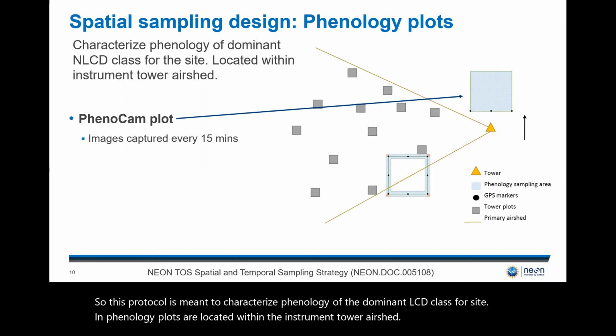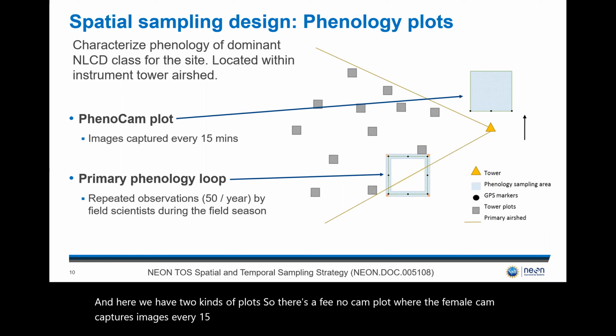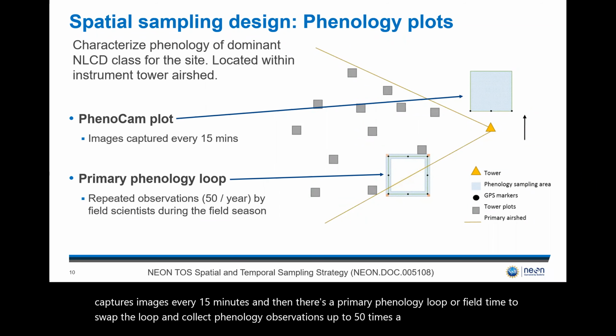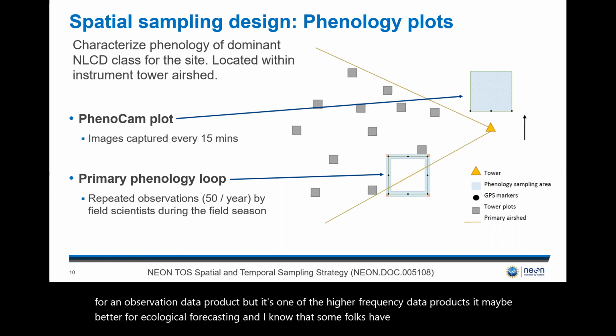And here we have two kinds of plots. So there's a phenocam plot where the phenocam captures images every 15 minutes. And then there's a primary phenology loop where field scientists walk the loop and collect phenology observations up to 50 times a year. And so this data product, for an observational data product, is one of the higher frequency data products and may be better for ecological forecasting. And I know that some folks have already been conducting forecasting studies using these data products.